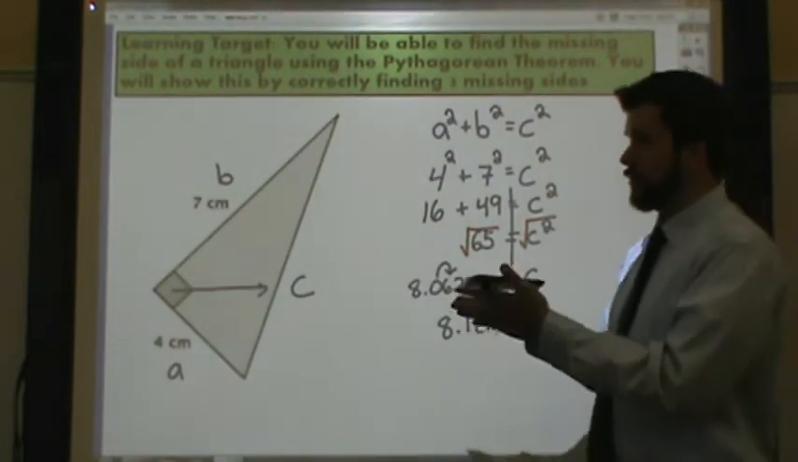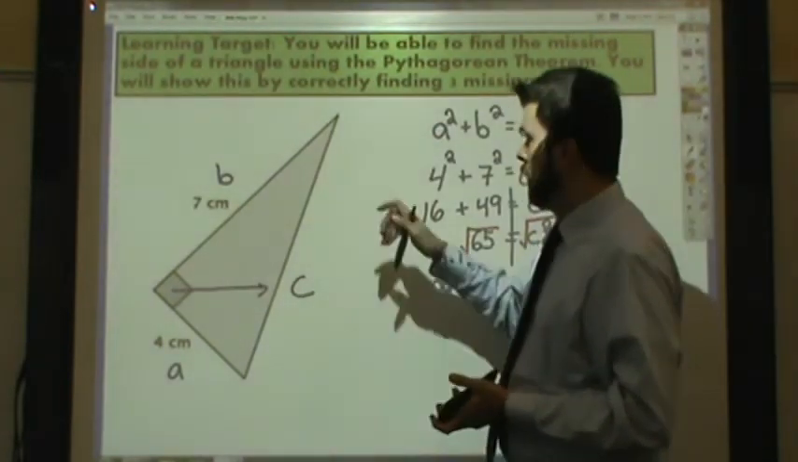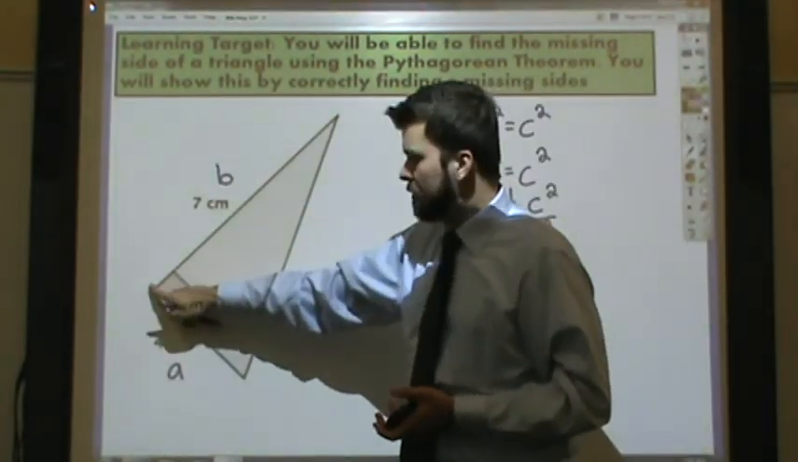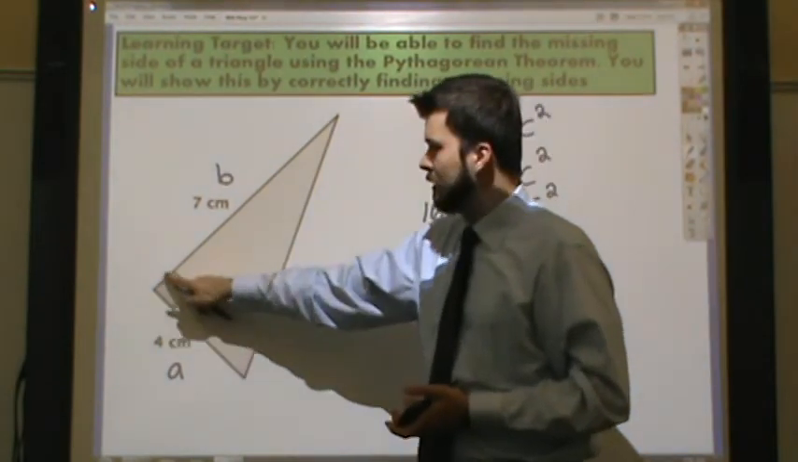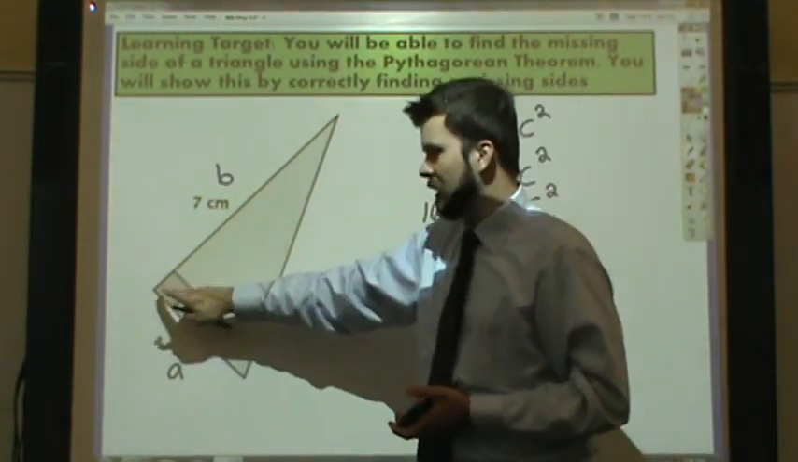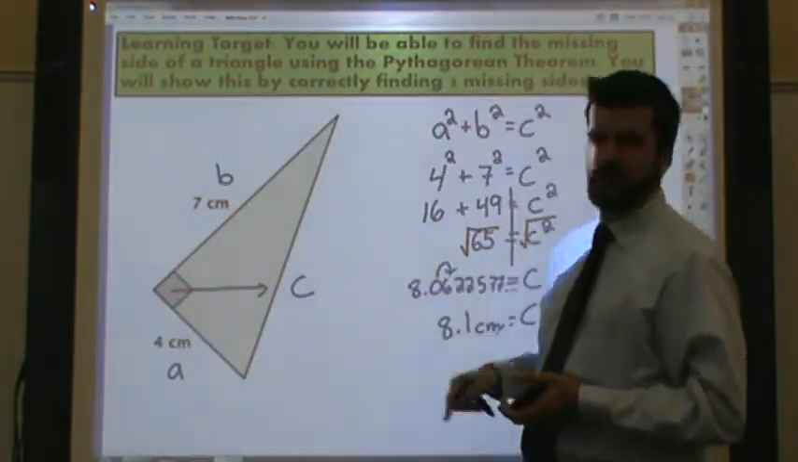And hopefully this turning didn't challenge you. We're still looking for the L shape, so that real straight right angle there, those are our A and our B. And then the one across from the right angle is going to be our C.